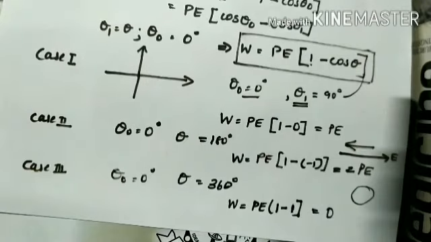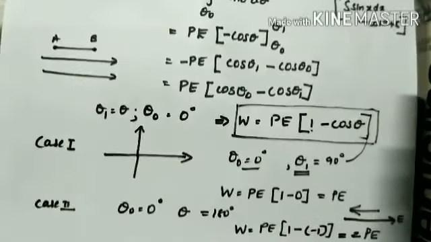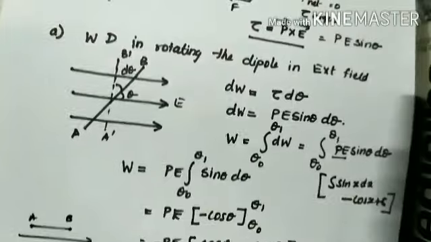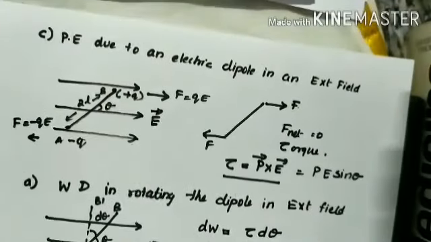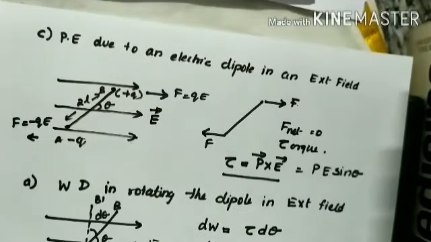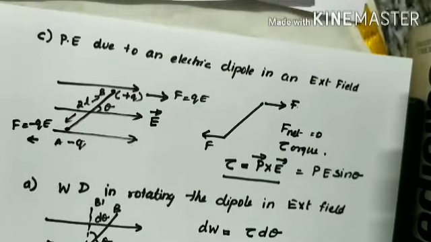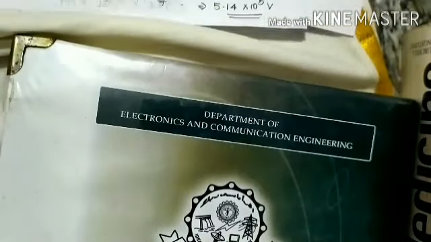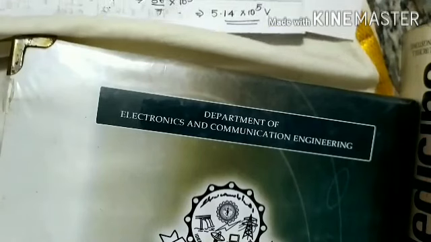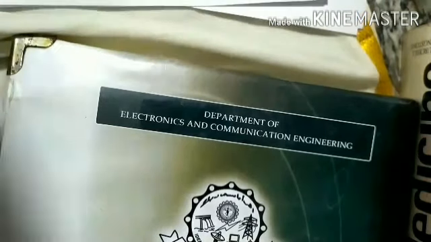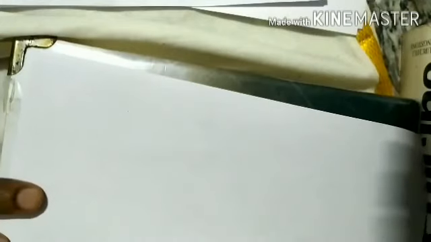Clear? See, we found work done here. But actually, what is the topic? You are going to find what? Potential energy due to an electric dipole. So the expression is not complete. There is further derivation to be done. I am going to find potential energy there. So you have to remember what the definition of potential energy was.